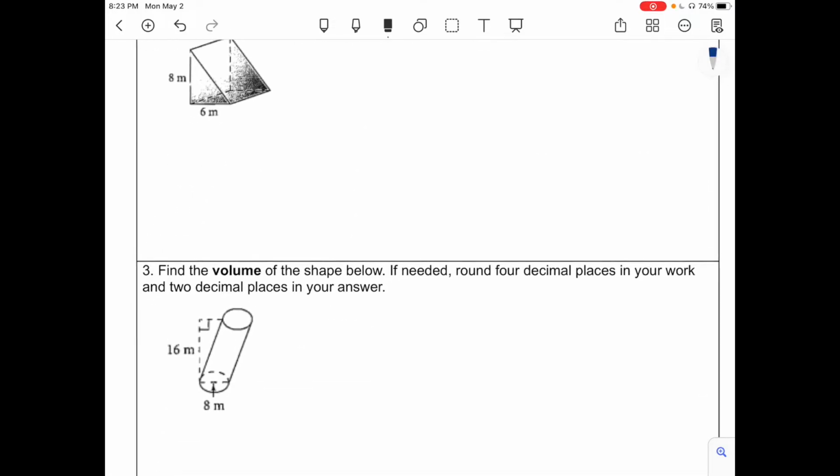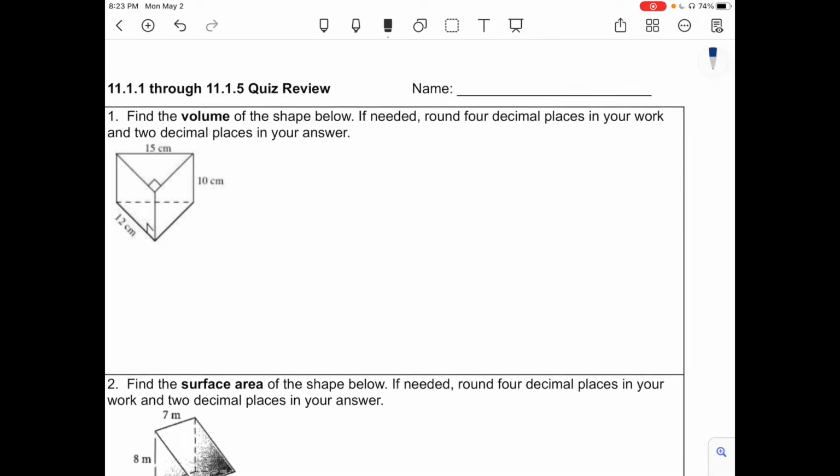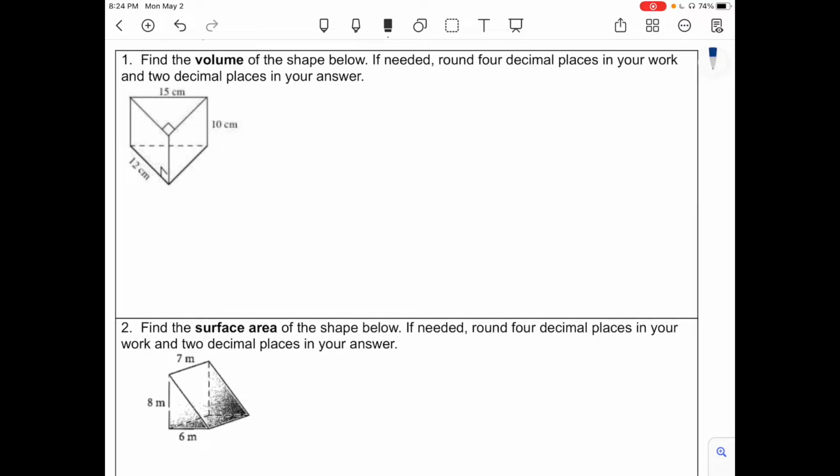All right, so this is questions 1 through 3 of the quiz review. The setup for the quiz will be the same as the quiz review in the sense that you will have situations where it's volume and surface area, and the questions won't specifically tell you what kind of shape it is. So for the first one, it says find the volume of the shape below. If needed, round 4 decimal places in your work and 2 decimal places in your answer.